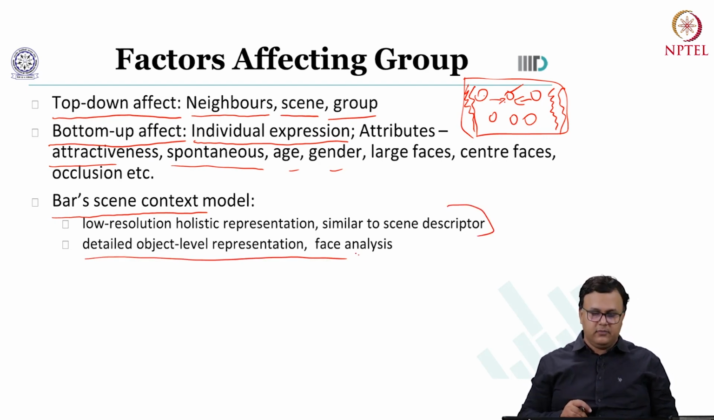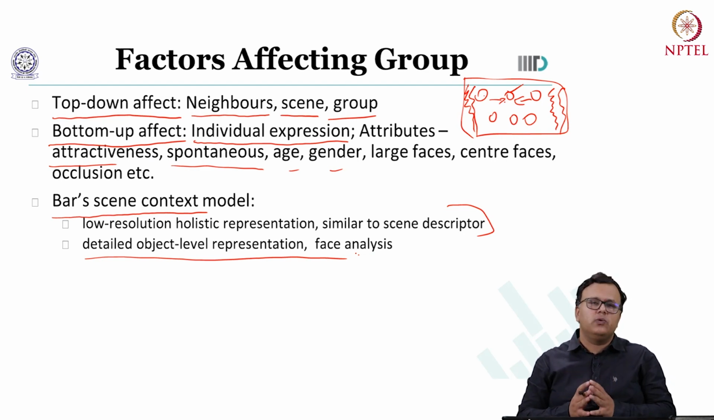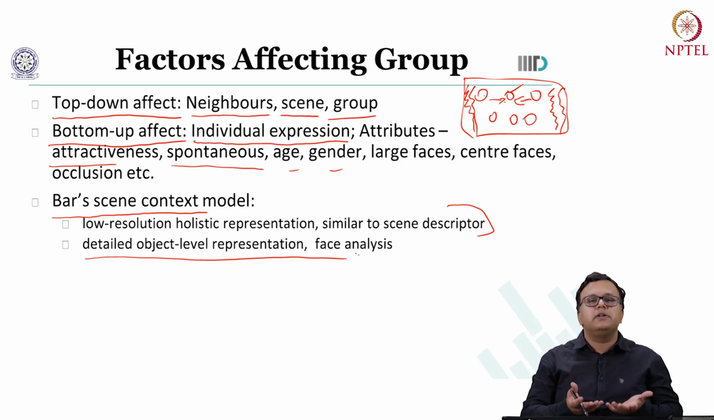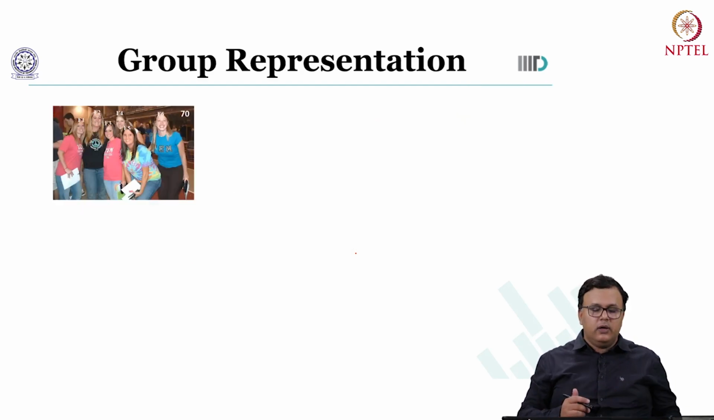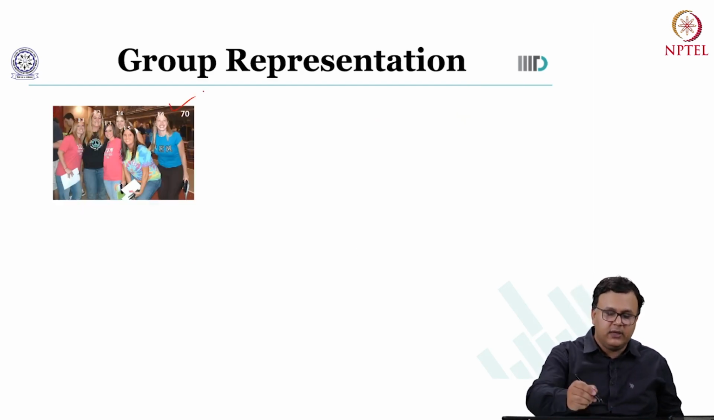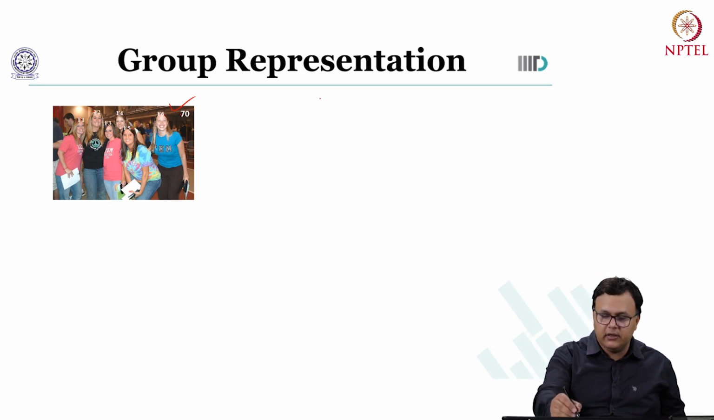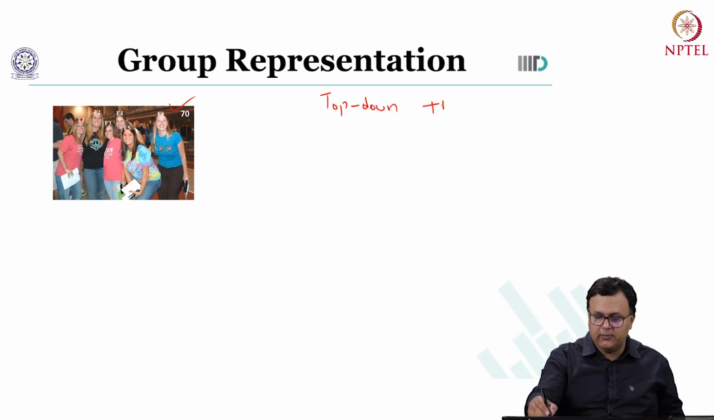Okay. Now, there are several ways in which one could model these attributes into a facial expression recognition system. We are going to discuss one such model. So, let's say we have an input image. In this image, we have 6 subjects. Now, what we can say is, we are interested in the top-down representation, those effects, and the bottom-up, right?